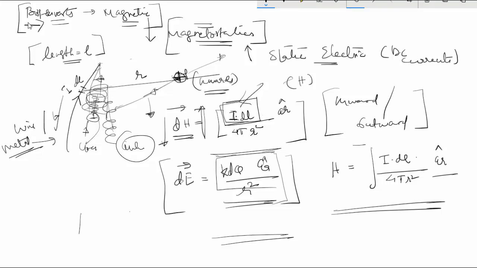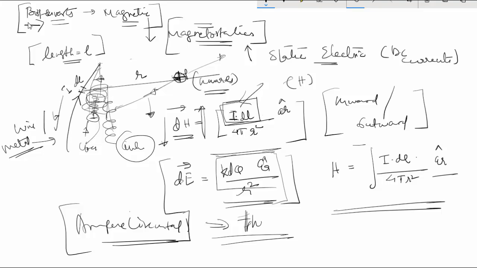And in the next lecture we will see the Ampere circuital law, and this will form the derivation of Maxwell's third equation for static electricity.